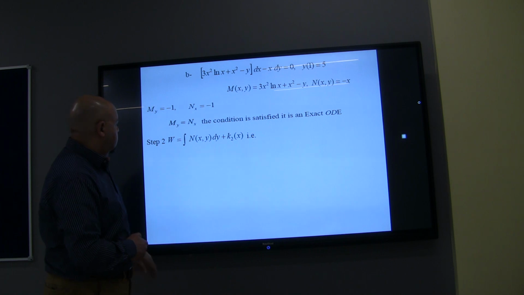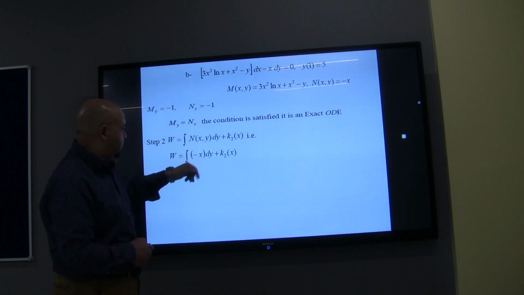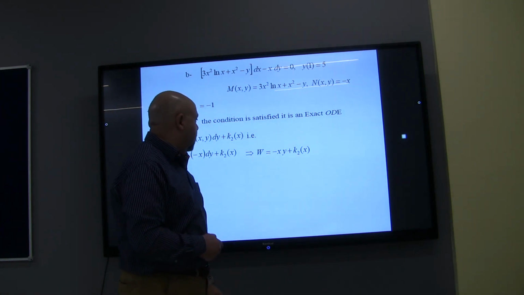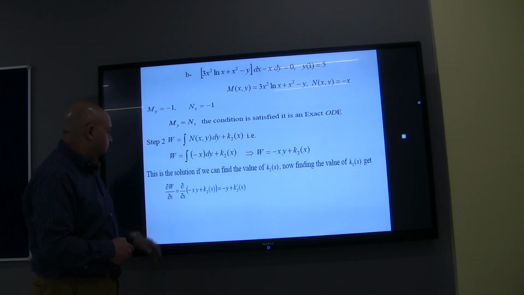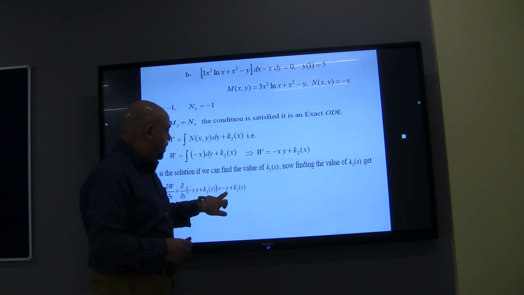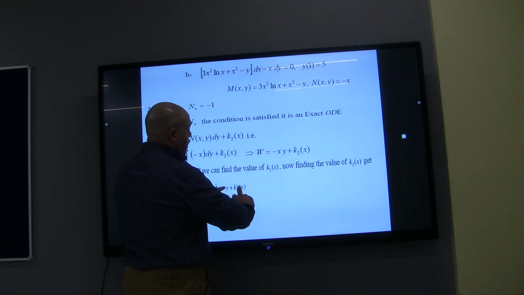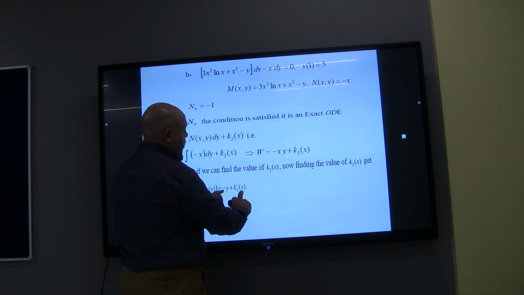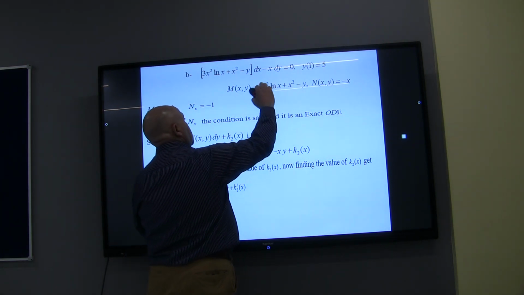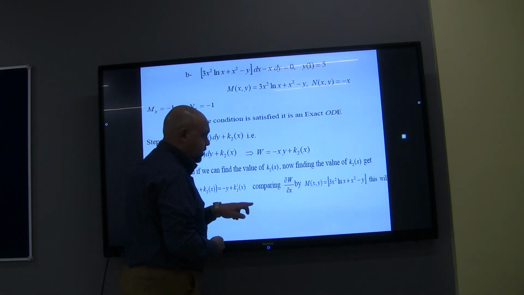I will say that w will equal the integration of m with respect to y, plus k2 of x. Once you replace m by negative x and integrate with respect to y, it's going to be negative xy plus k2 of x. I will make the derivative with respect to the variable that I didn't integrate to. I integrated with respect to y, so I will differentiate with respect to x. I will end up having negative y plus k dash. Once you check this part against the m part, you will find negative y equals negative y. So this value must equal k dash from here.